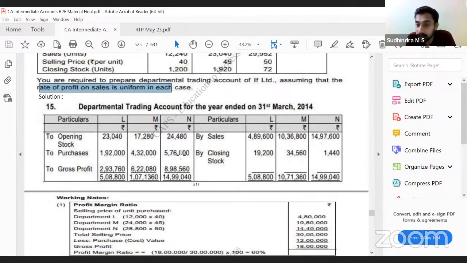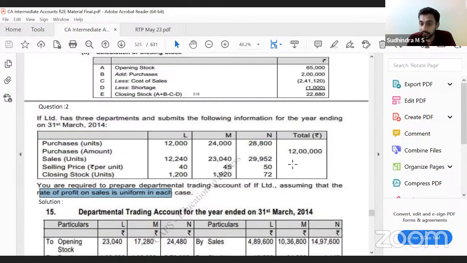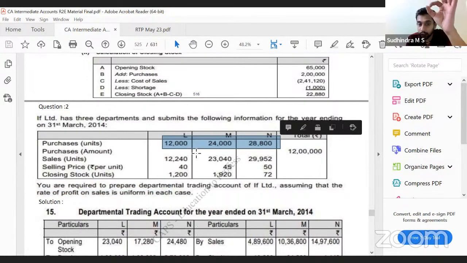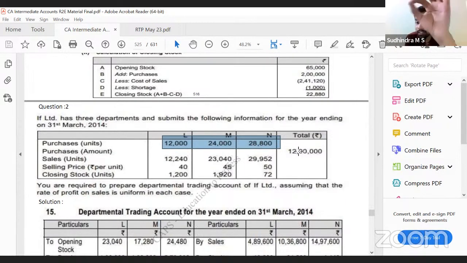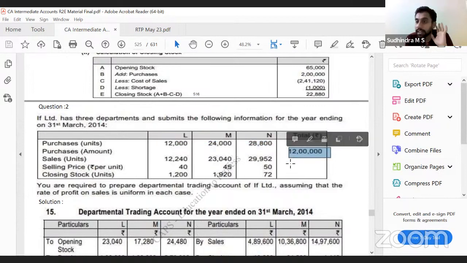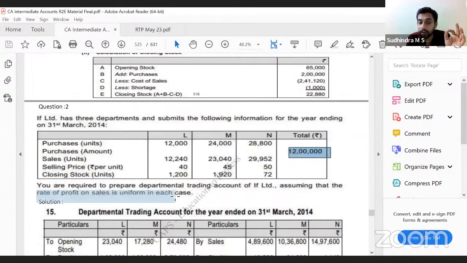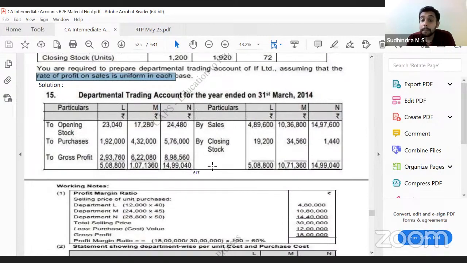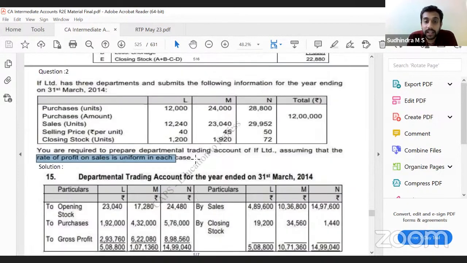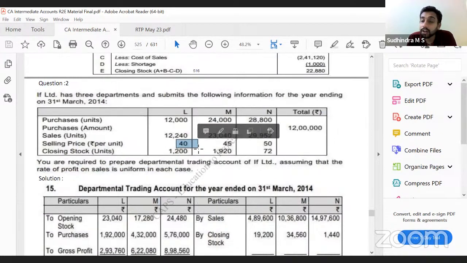Everyone understood? Yes, sir. So how did we arrive at this? I considered if these purchase units were sold, that would fetch me 12,000 into 40, 24,000 into 45, 28,800 into 50, which adds up to 30 lakh. Their purchase cost was 12 lakh. So profit of 18 lakh. 18 by 30, 60%. Since they have given that rate of profit is uniform, 60% is the gross profit percentage of each department. Based on that, if selling price is 40 rupees, gross profit would be 40 rupees into 60%, 24 rupees.